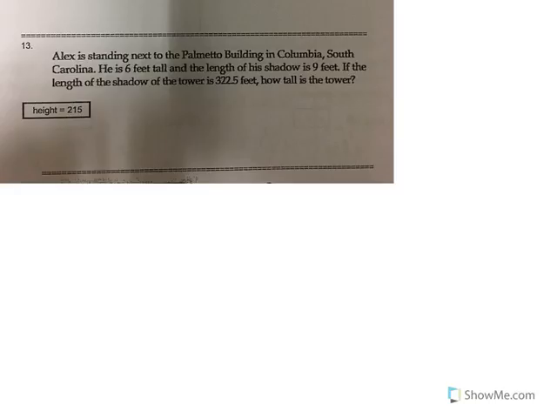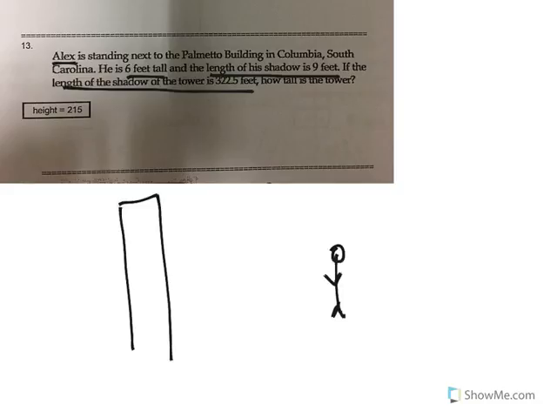This one we're going to have to construct two similar triangles, right? So the problem says Alex is standing next to the Palmetto building in Columbia, South Carolina. He, meaning Alex, is 6 feet tall, and the length of his shadow is 9 feet. If the length of the shadow of the tower is 322.5 feet, how tall is the tower? Okay, so we have Alex, right? And he's standing next to a building. Okay. Beautiful building, I know.